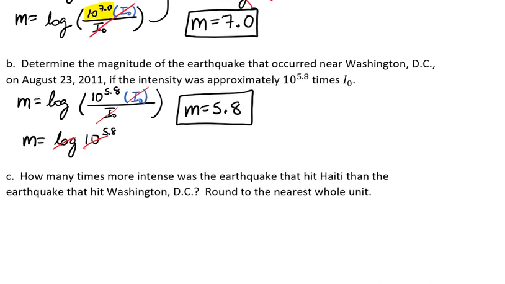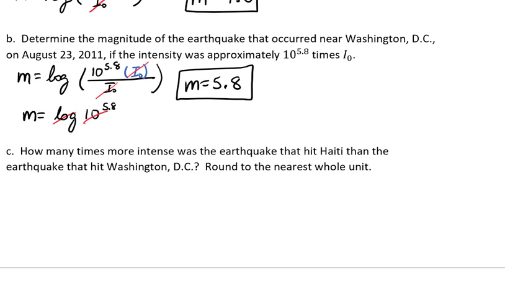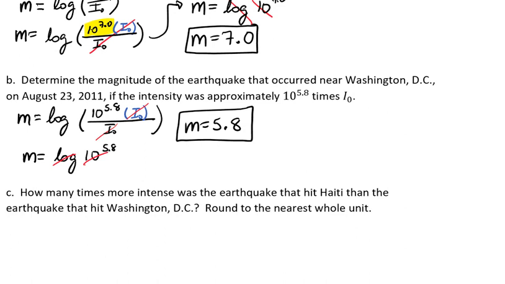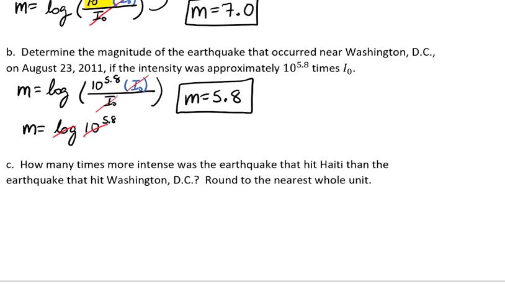Question C, or our last question, says how many times more intense was the earthquake that hit Haiti than the earthquake that hit Washington, D.C.? Round to the nearest whole unit. Now you would think that you could just take that 7.0 from up here and subtract our 5.8 to get our answer. But that is not going to work. It's not quite that simple.